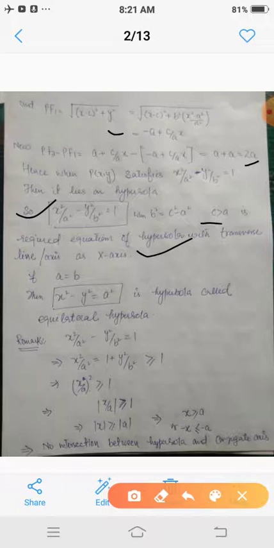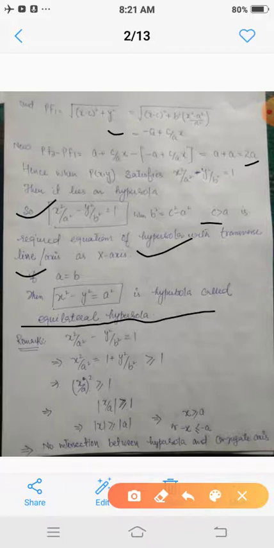Now if we discuss the special cases, if a equals b, when the length of the conjugate axis equals the length of the transverse axis, then x square minus y square equals a square. So this very hyperbola is called the equilateral hyperbola. So an equilateral hyperbola is that hyperbola when a equals b.